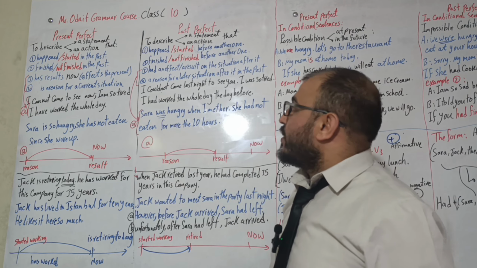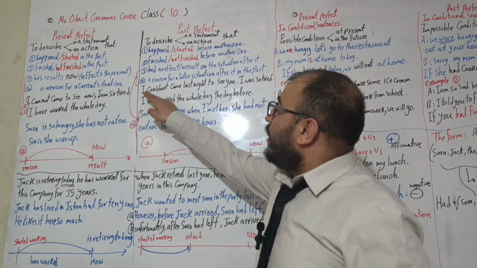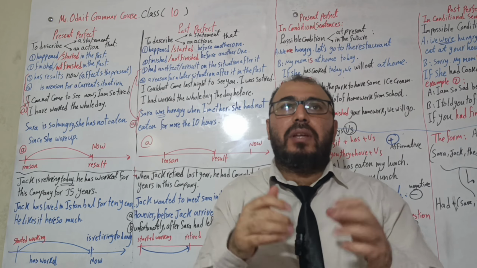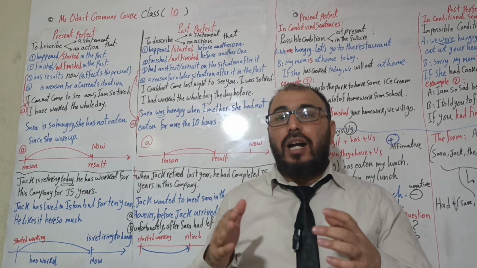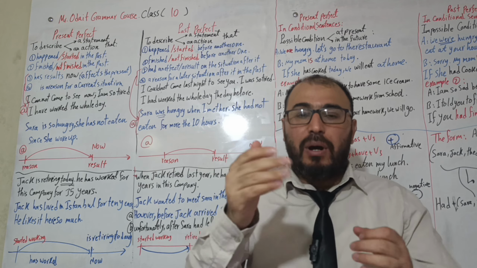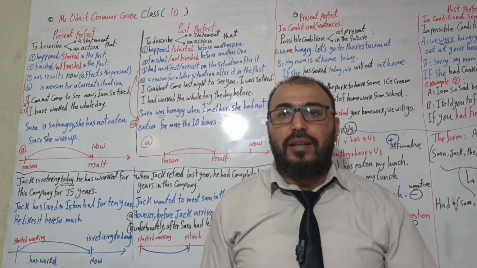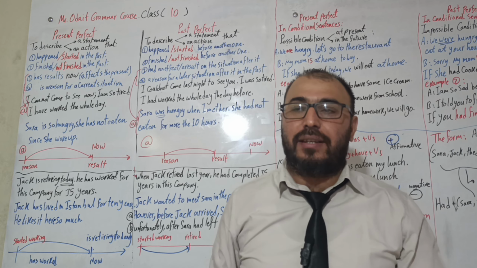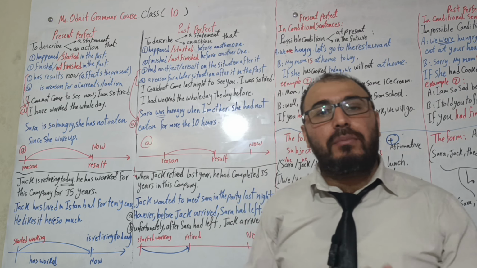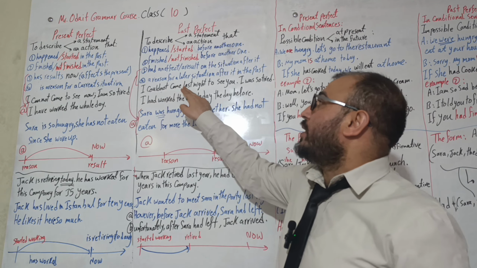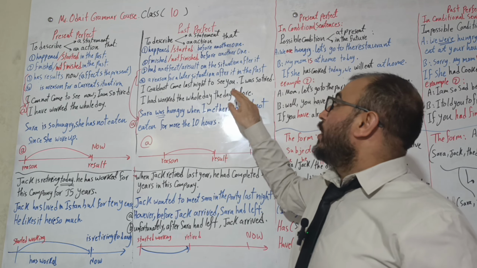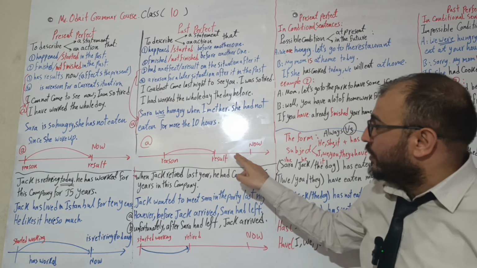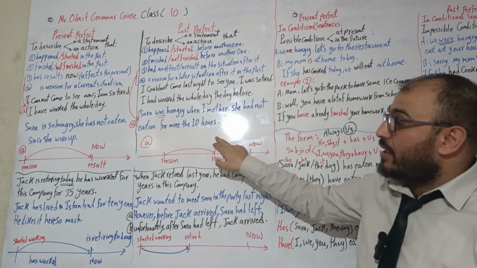Now, my friends, let's take this example. I couldn't come last night to see you. Let's imagine this scenario. I didn't come yesterday to see my friend, and he comes now and tells me, I am so angry. You didn't come to see me yesterday. I was sick and you didn't come. I tell him, my friend, I'm sorry I couldn't come last night to see you. I was so tired. So I was so tired yesterday and this is the past.